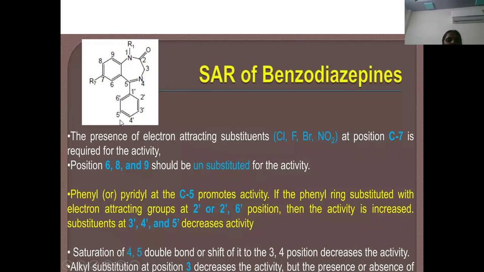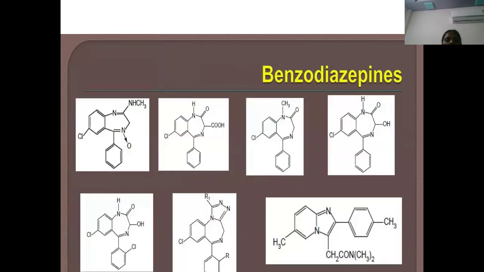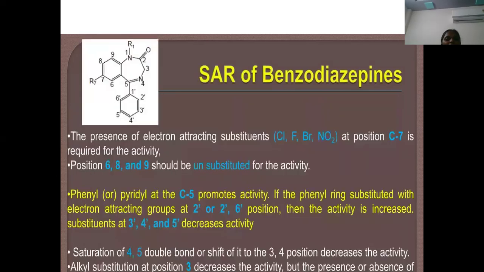Next, saturation of the 4,5 double bond, or shifting it to the 3,4 positions, decreases the activity. Due to the shifting of this double bond between these two positions, it automatically decreases the activity. Next, alkyl substitution at position 3 decreases the activity. When we substitute an alkyl group at the third position, it automatically decreases the activity.